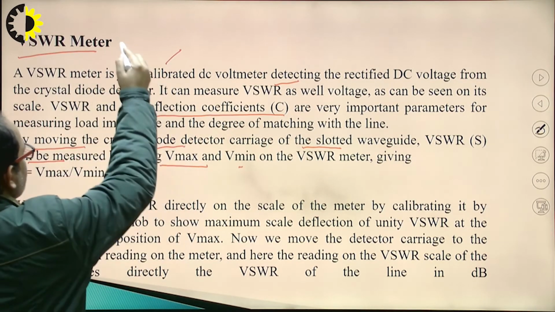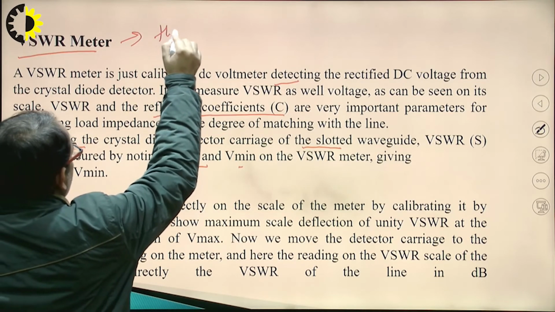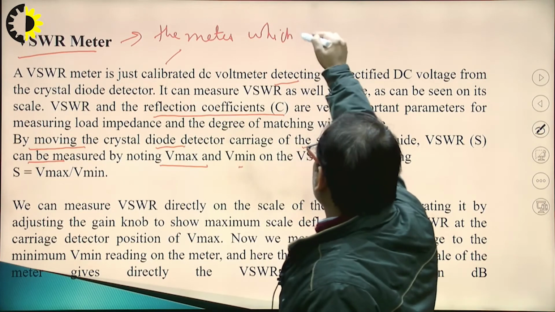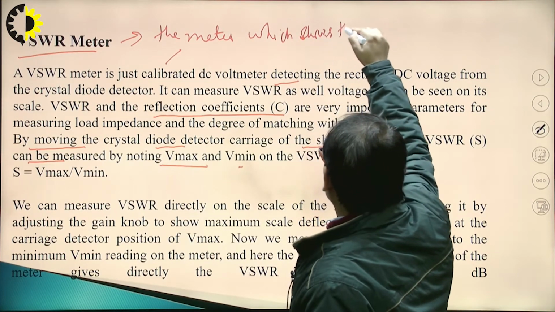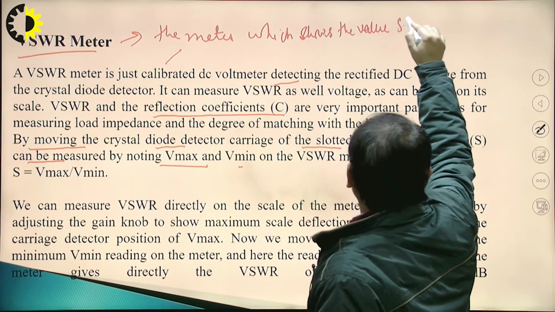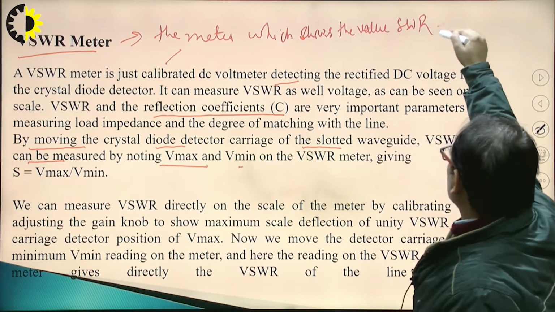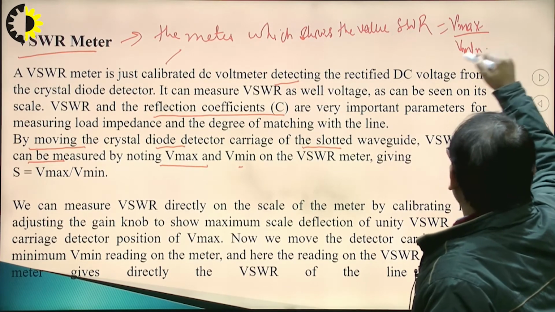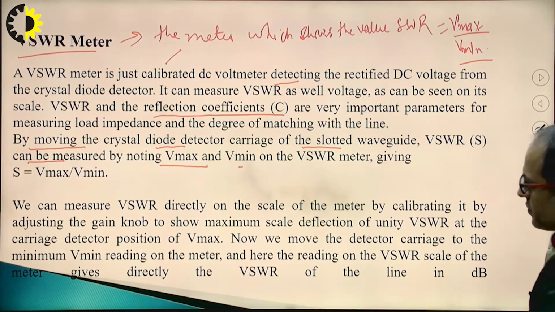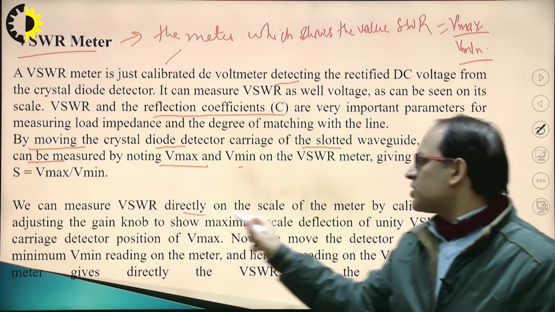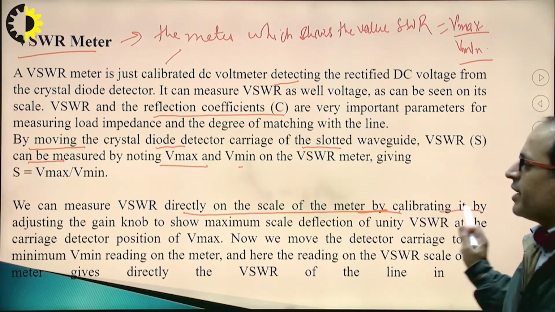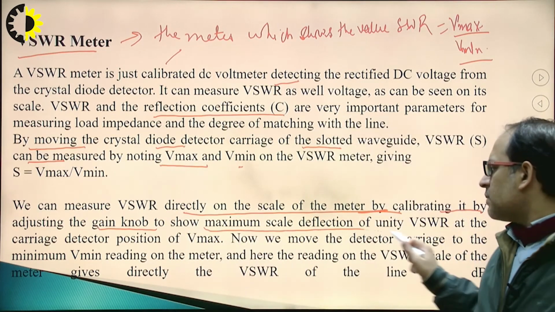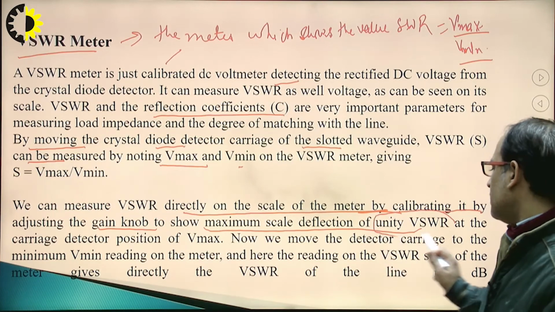The VSWR meter is the meter which shows the value of the standing wave ratio, and standing wave ratio is equal to Vmax by V minimum. Clear? So VSWR can be directly measured on the scale of the VSWR meter by calibrating the adjacent gain knob to show the maximum scale deflection of unity SWR.